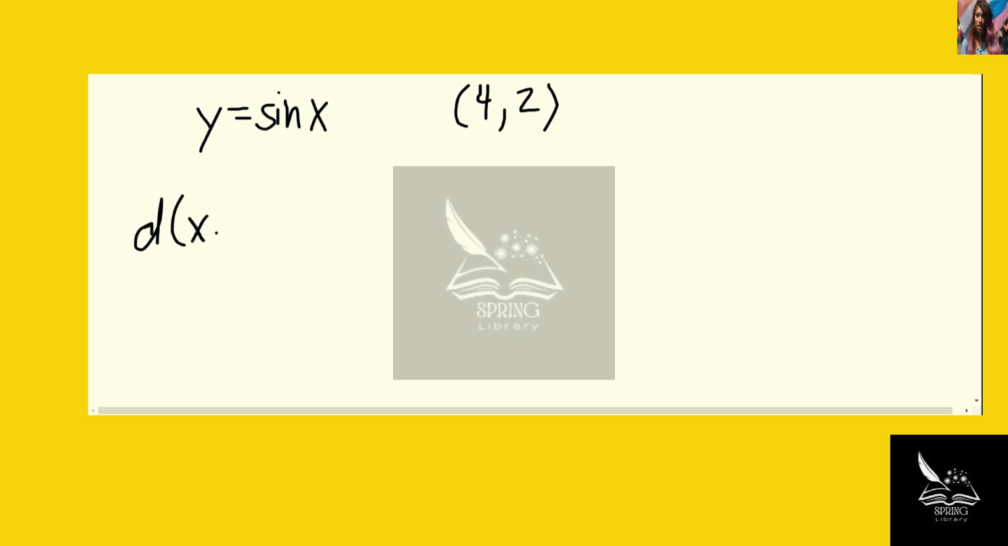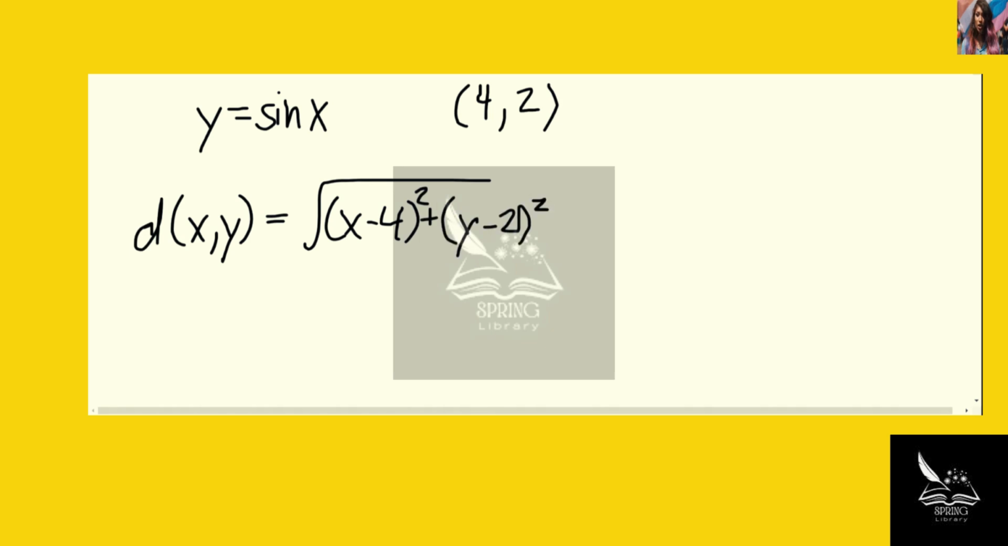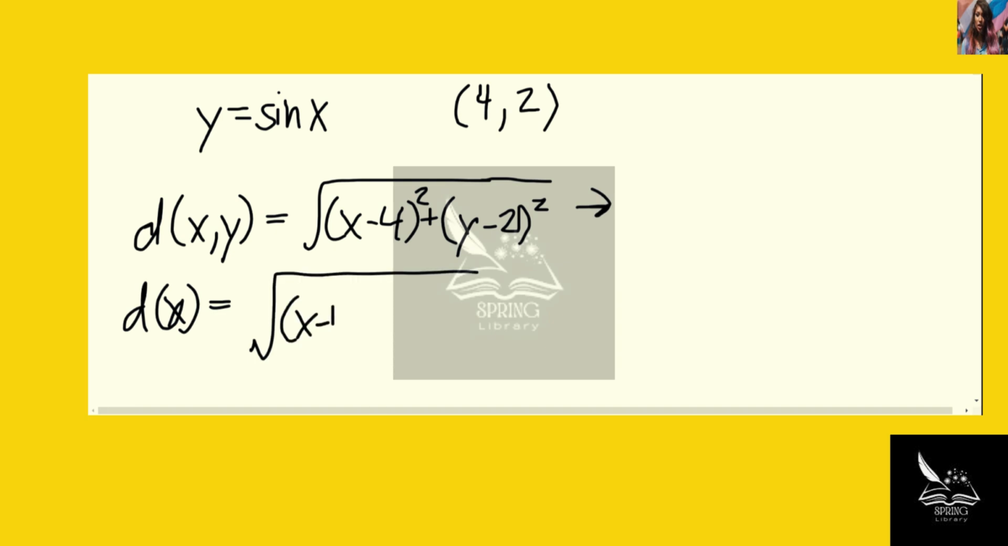This distance, d of x, y, is the square root of (x minus 4) squared plus (y minus 2) squared. And so as a function of x, d of x is the square root of (x minus 4) squared plus (sine of x minus 2) squared.